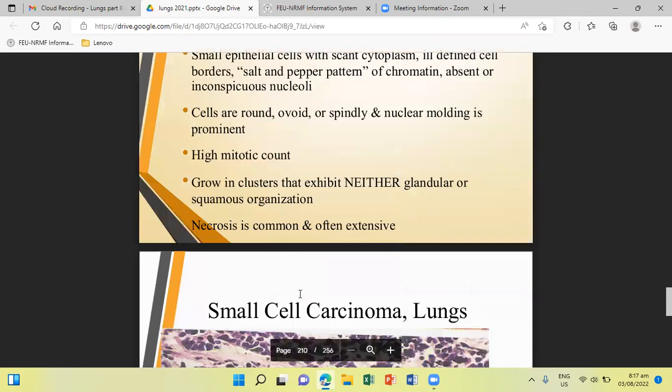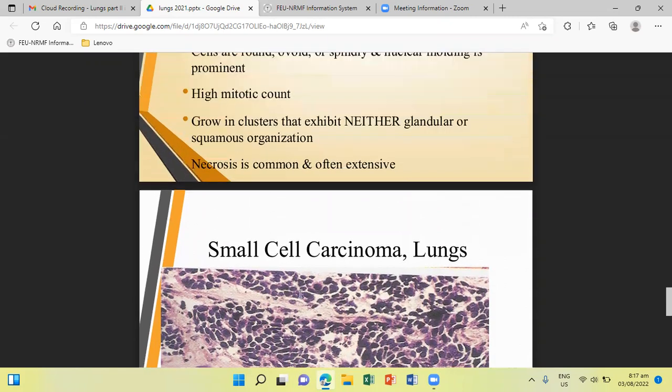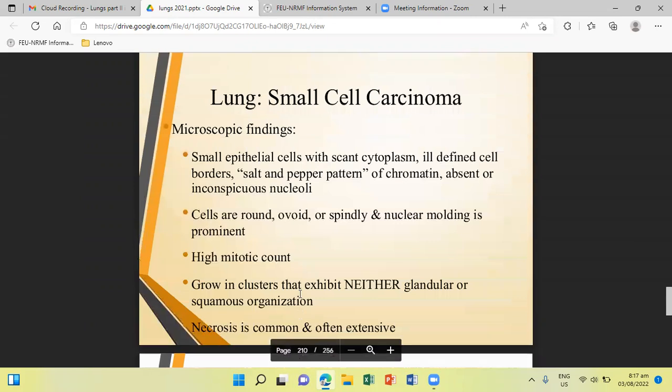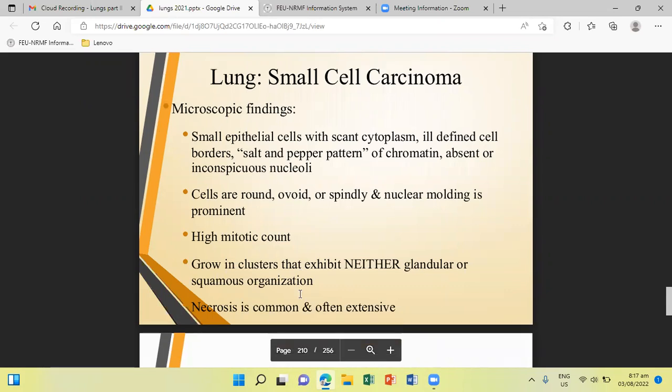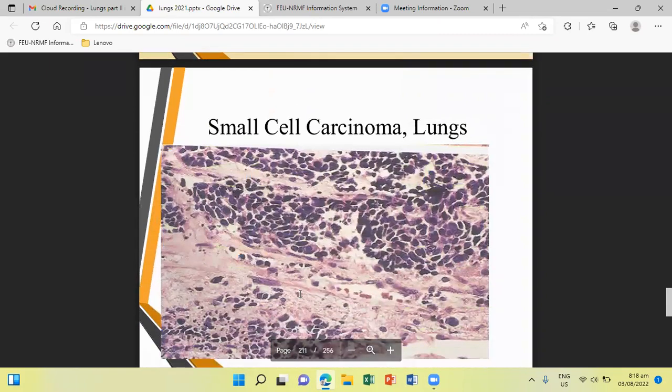It is called small cell because, let us go down now to the image, they are characteristically small epithelial cells. They have very scant cytoplasm. The nuclear chromatin is characteristically described as salt and pepper in pattern. The nucleoli are expected to be inconspicuous. They do not give you glandular or squamous organization. Instead, you see all blue cells. That's why they are called small cell carcinoma.